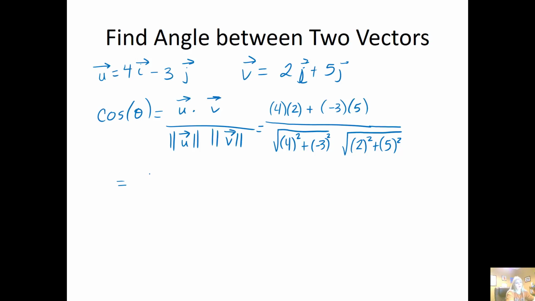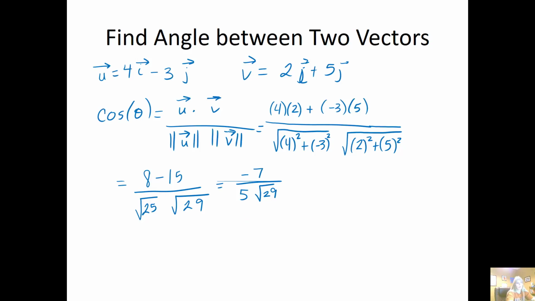So up top I have 4 times 2 is 8, minus 15, all over the square root of 16 plus 9, so the square root of 25, and then the square root of 4 plus 25, which is the square root of 29. Certainly up top I get 8 minus 15, so negative 7, and on the bottom 5 times the square root of 29.